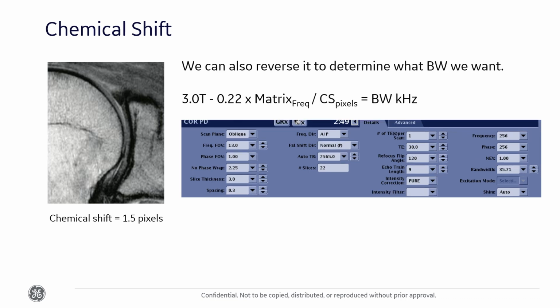One of the nice things about mathematics is we have the ability to flip the equation around to suit our needs. So what if we had a set frequency matrix that we were after, but we were trying to determine what bandwidth we wanted to select for a certain chemical shift in pixels? In this particular case, for a 3T, again, we just swap the equation around to have the factor of 0.22 times our frequency matrix, and then divided by the chemical shift in pixels that we're after, and this equates to 37.5 in this equation that you can then type into your selection, or again 0.11 for 1.5.